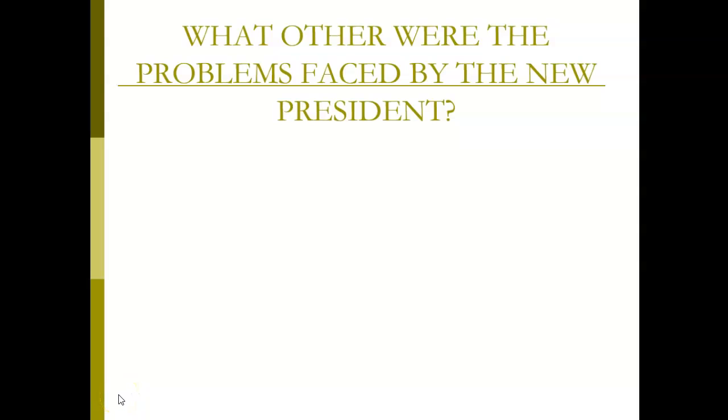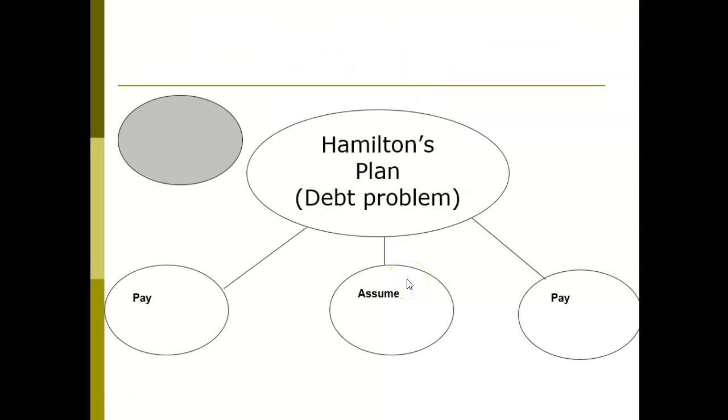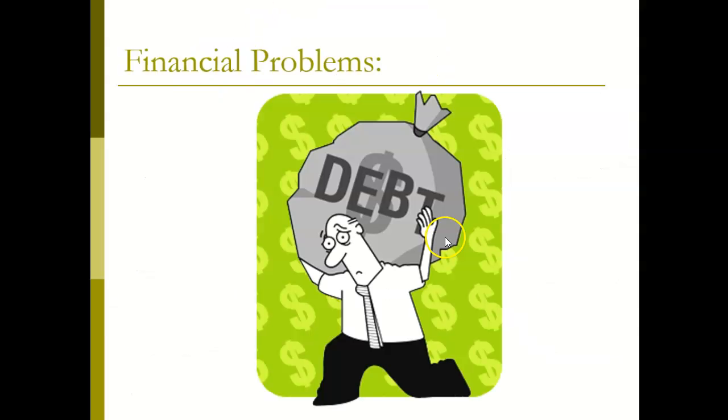Today we're going to talk about the next portion of Chapter 8, Section 1, which is dealing with what problems did Washington face concerning the financial situation of the United States. And so, obviously, the biggest problem was debt. And so this was handed out to you, and you were supposed to fill this in, talking about Hamilton and his debt problem and then debt solution across the top.